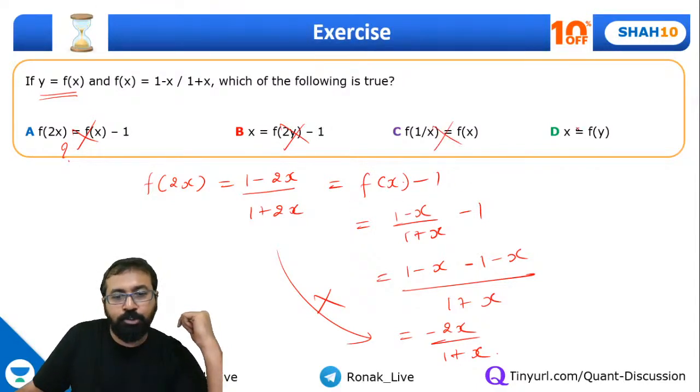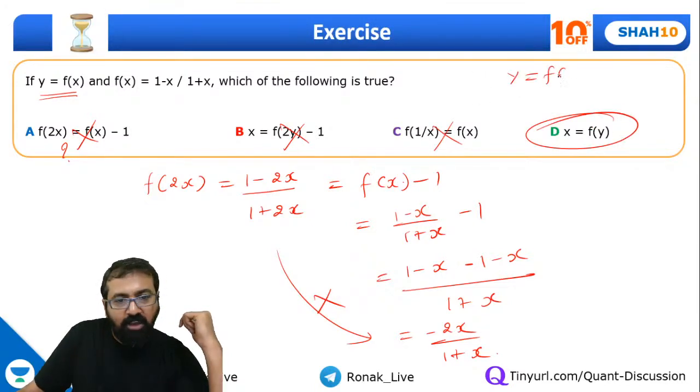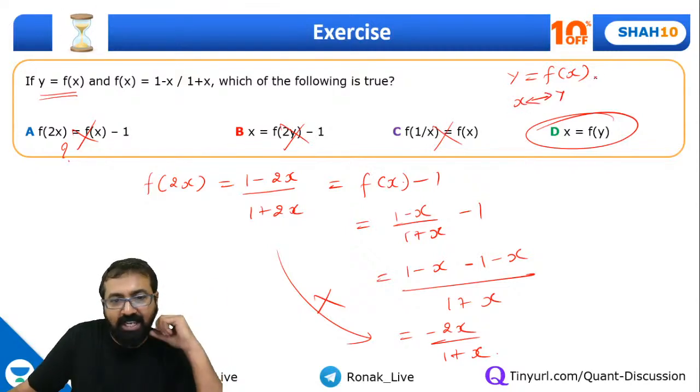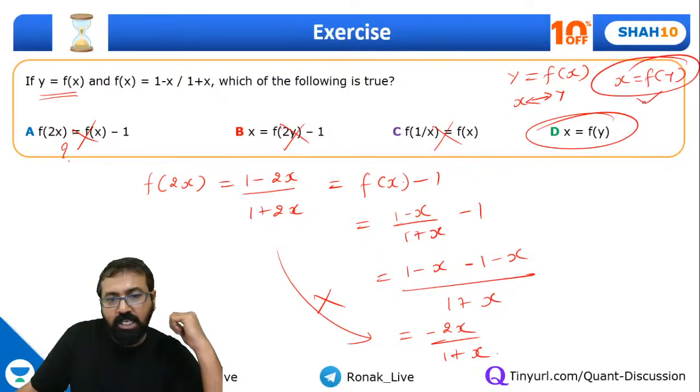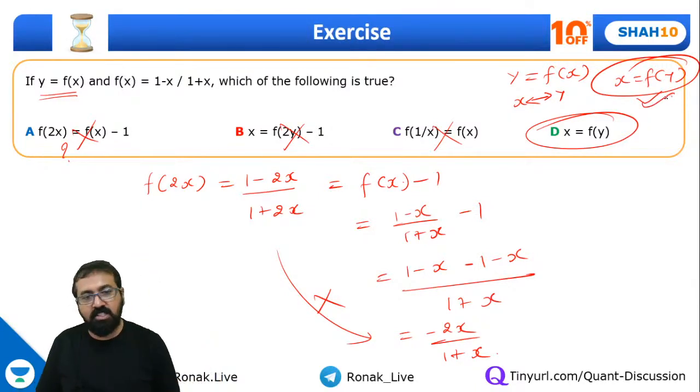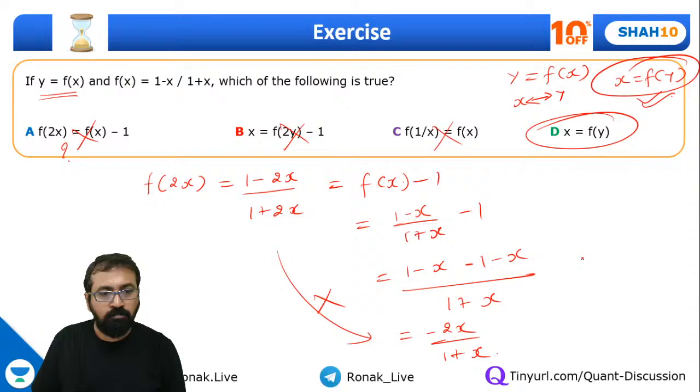This will also not be true. But this is true. Why? Please understand. y equal to f of x. Let me replace x with y and y with x. If I replace x with y and y with x, I'll get x equal to f of y. So we can always write it this way. This is always true, right? Everyone? So the answer for this one is D.